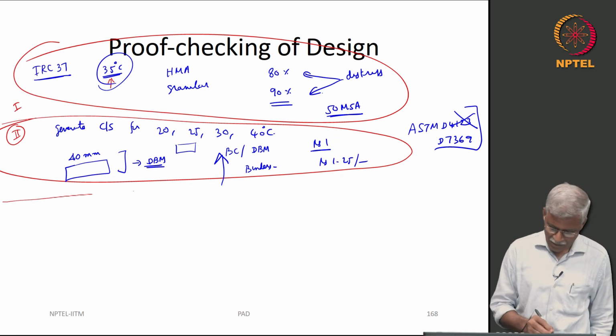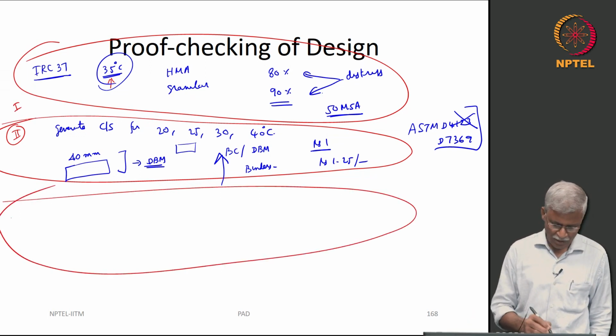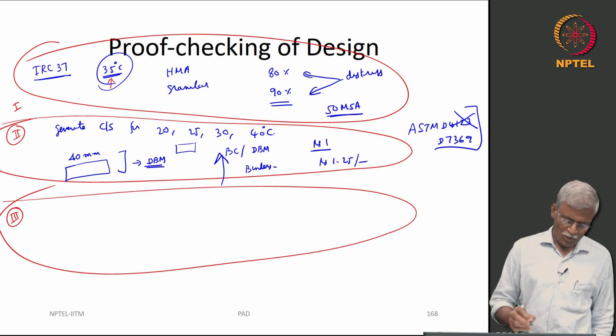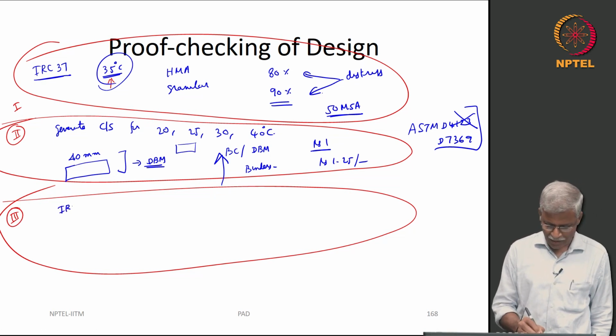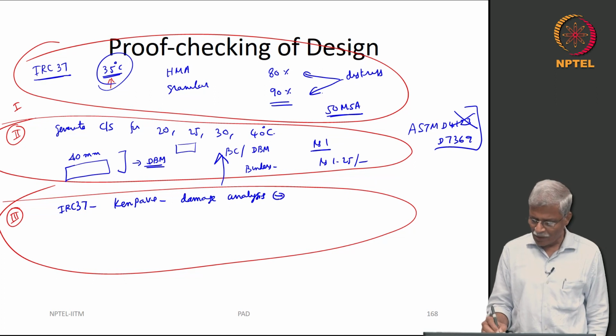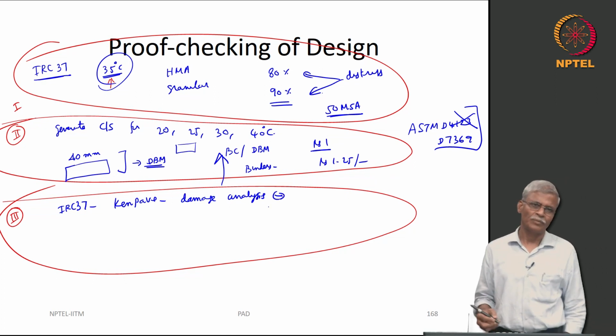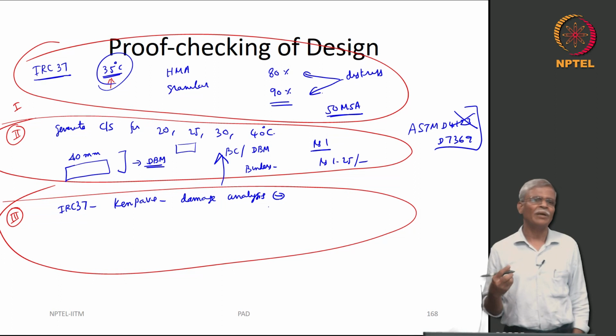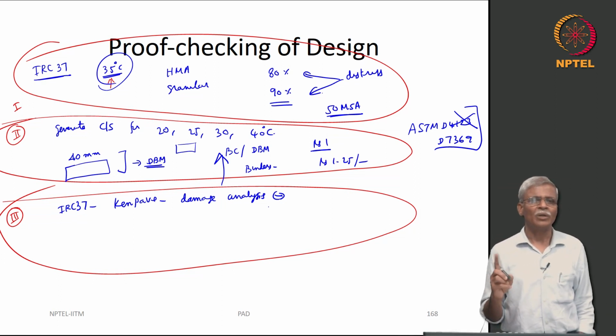Now, the third design project that you can do is, okay, I want to use IRC 37 with KenPave and do a damage analysis. How will I do that? So, I need month by month traffic volume, because if you are talking about damage analysis in KenPave, what is it that they want?